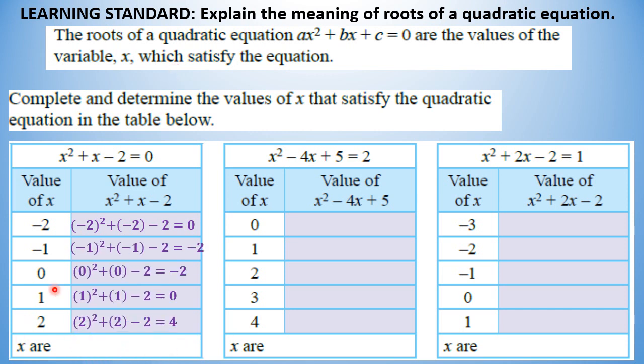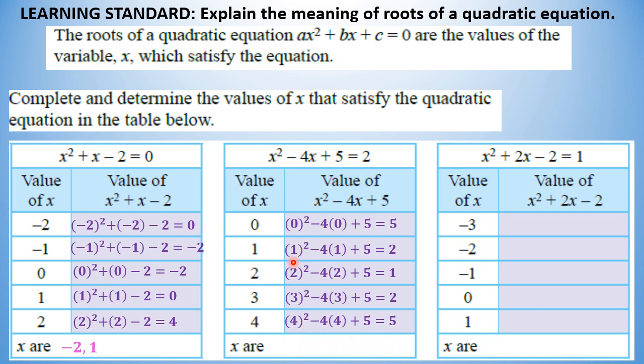Okay, so we repeat the same step. After that, we found that we have two values of x that satisfy the equation. So x is negative 2 and 1. And then the second one, also repeat the same step. You look at here, on the right hand side, my answer is 2, right?